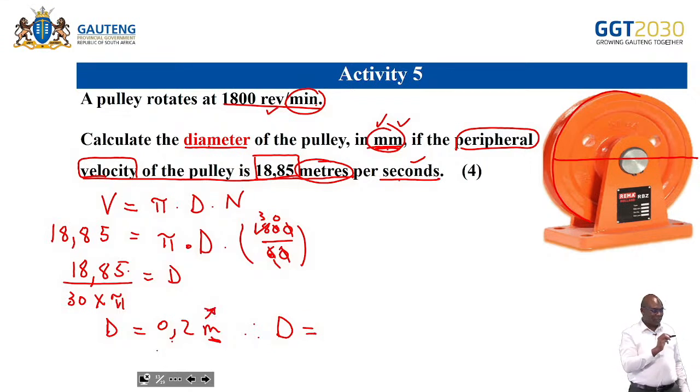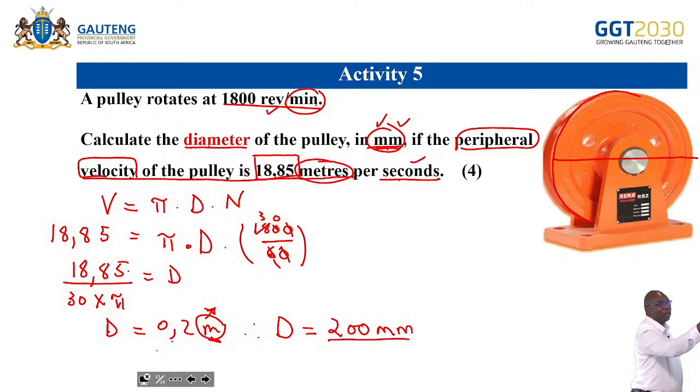If you know your metric system correctly, then you know that from meters to millimeters, I must multiply by 1,000. And if I multiply that by 1,000, I'm going to get 200 millimeters. So the diameter on my pulley is 200 millimeters there.